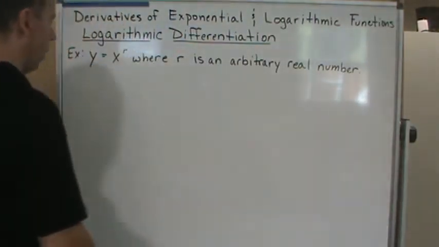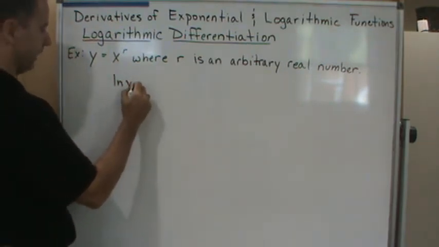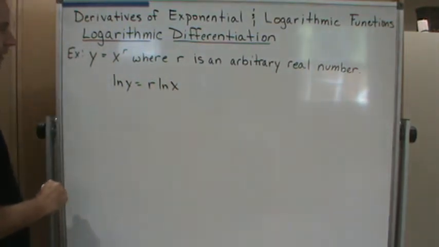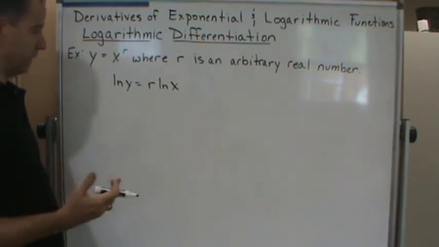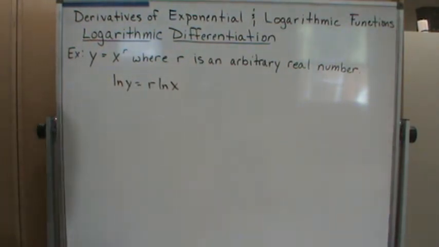So now, all I'm going to do is take the natural log of both sides. So I get the natural log of y equals r times the natural log of x. And again, this is much less complicated because I don't have anything other than x.